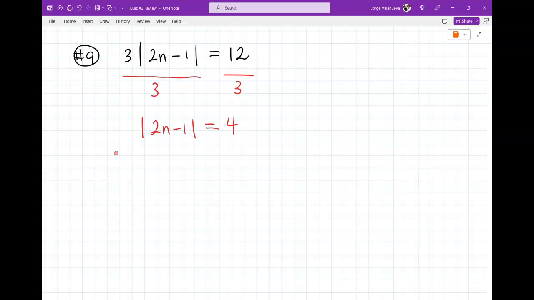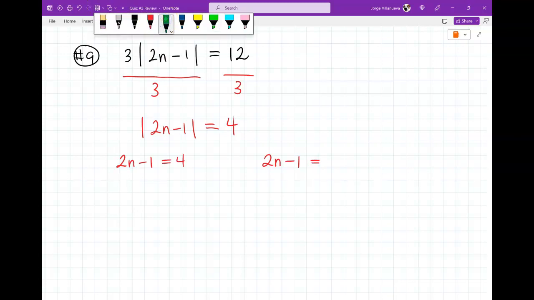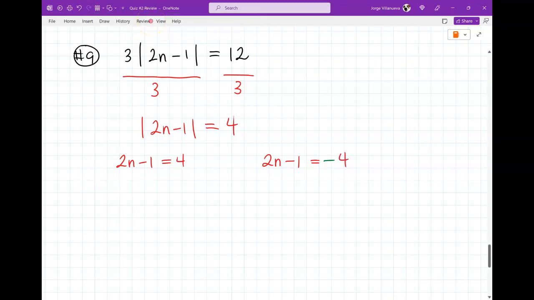So now you're going to break it apart, right? You're going to get 2 different sets of equations. So 2n minus 1 equals 4, and 2n minus 1 equals negative 4. Remember, that's the only change you're going to make: one's going to be negative.